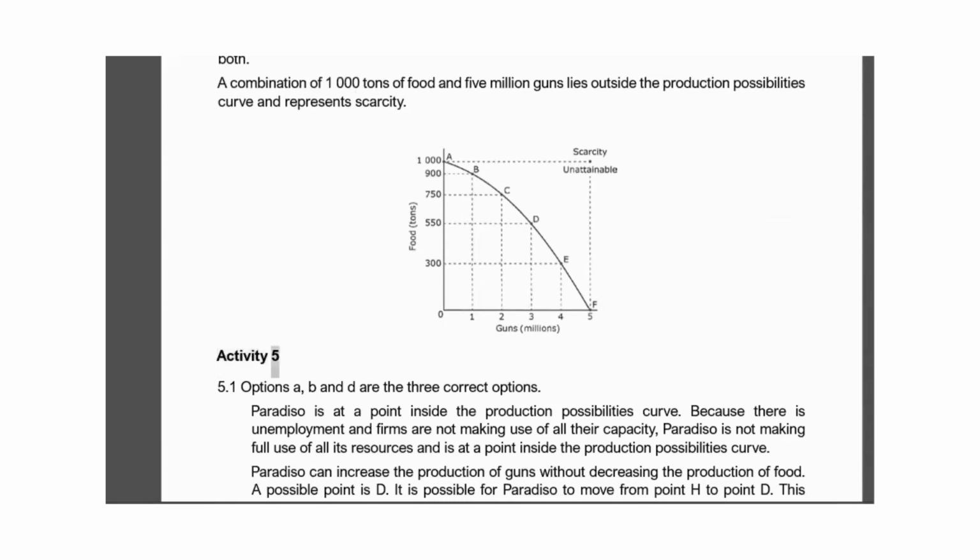Activity 5. 5.1 Options A, B and D are the 3 correct options. Paradiso is at a point inside the production possibilities curve. Because there is unemployment and firms are not making use of all their capacity, Paradiso is not making full use of all its resources and is at a point inside the production possibilities curve.